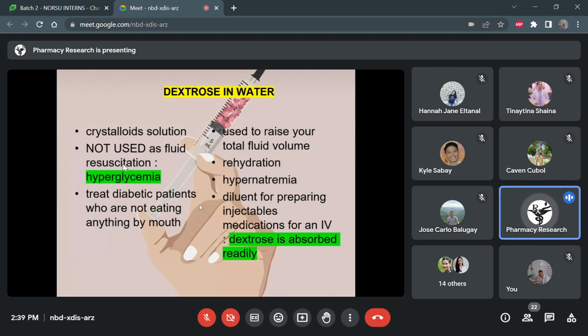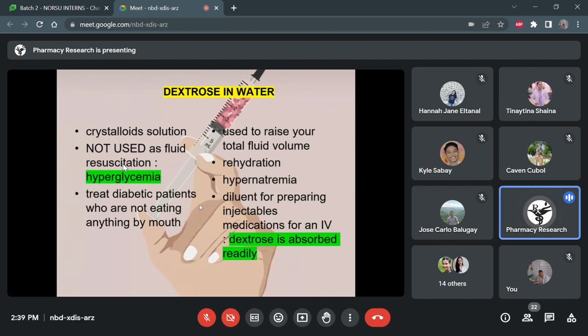So, dextrose in water, it is a crystalloid solution, not used as fluid resuscitation for hyperglycemia. Why? Kay ma-exacerbate man siya since it contains dextrose similar to glucose. So, pwede po siya treatment for diabetic patients who are not eating anything by mouth.